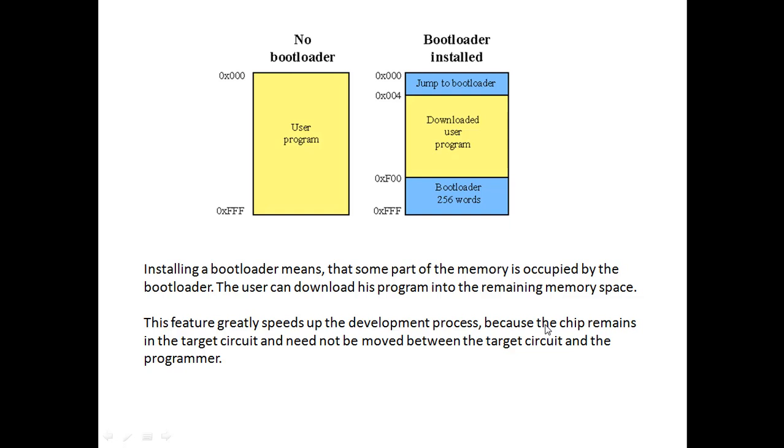Installing a bootloader means that some part of the ROM memory will get occupied by the bootloader code. Hence, the user has to download his program to the remaining memory space. Use of a bootloader greatly speeds up the development process since we don't need to remove the microcontroller from the circuit.